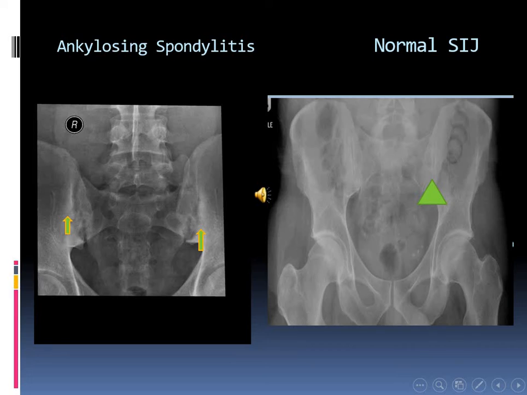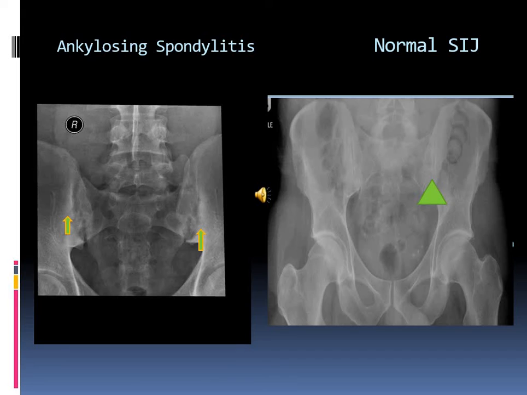In ankylosing spondylitis, which is a seronegative arthritis, we have early changes that is usually seen in the sacroiliac joint. And here I put two slides for you. On the right side we have the normal sacroiliac joint, and on the left side we have the ankylosing spondylitis changes. Normally the sacroiliac joint appears as a very thin lucent line on both sides of the sacrum. So the triangular shape here, which is marking the left sacroiliac joint, is a very narrow or very thin lucent line. This is a normal one.